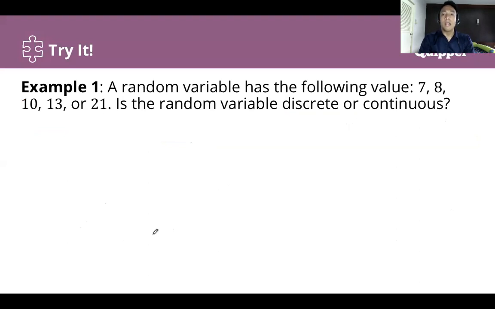A random variable has the following values: 7, 8, 10, 13, or 21. Is the random variable discrete or continuous? So let's check the numbers. Pag wala siyang decimal, that's walang decimal, that means this is a discrete. Okay, this is a discrete random variable.